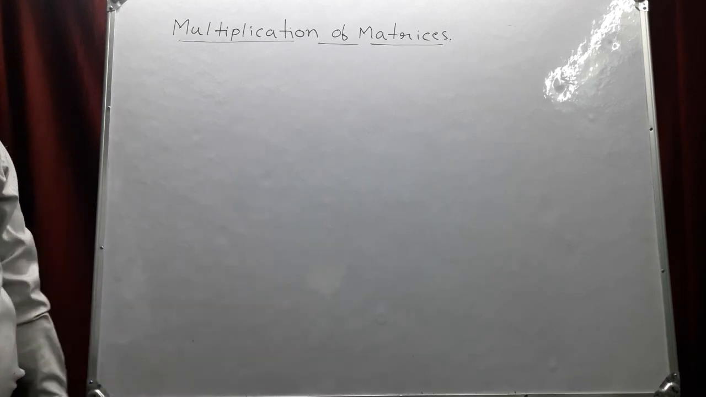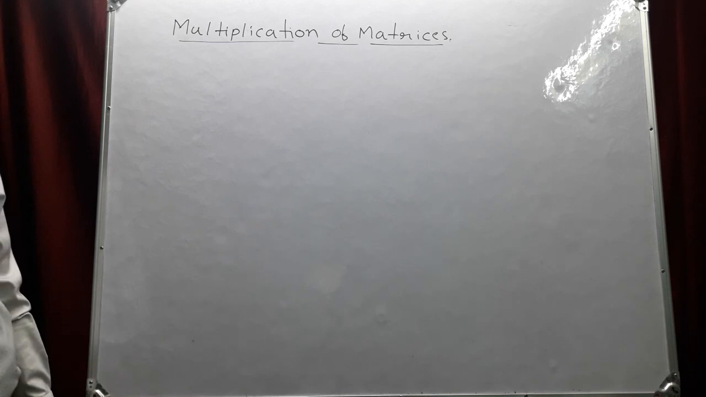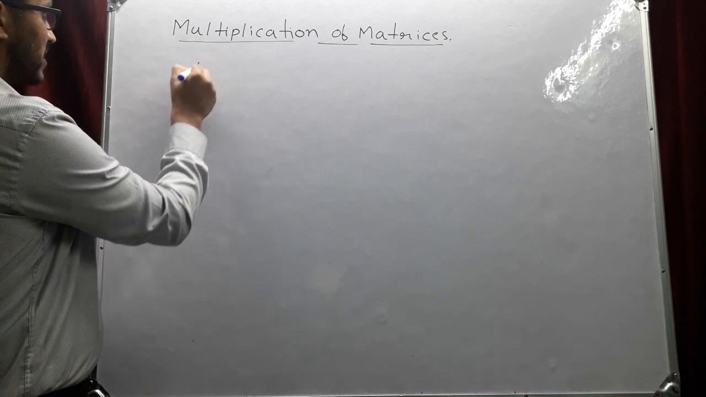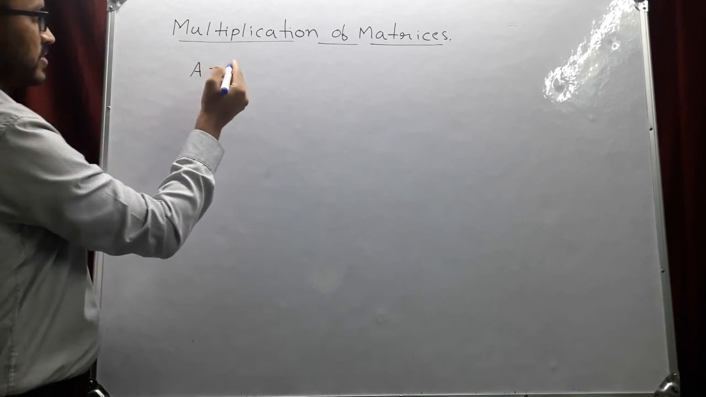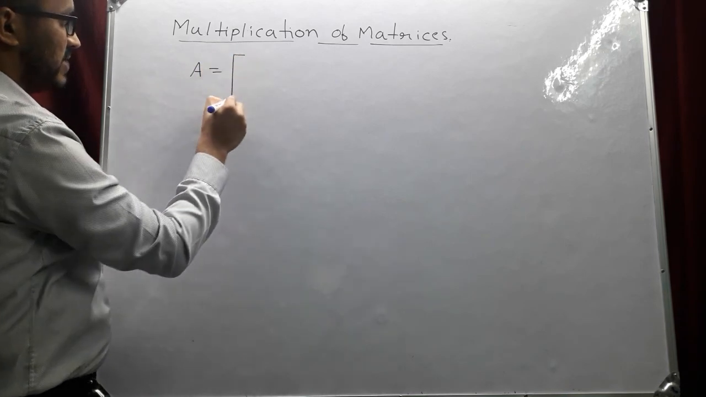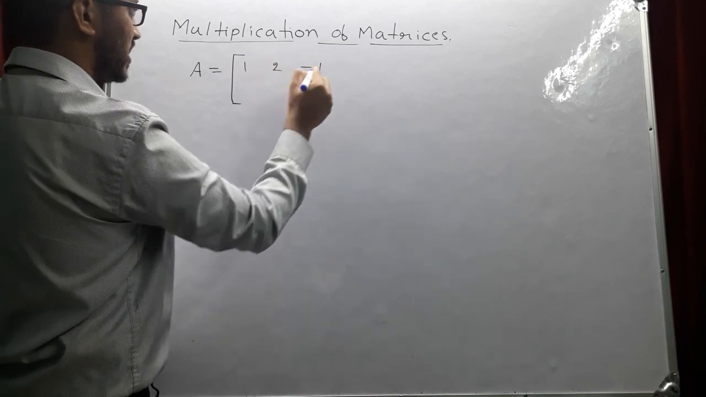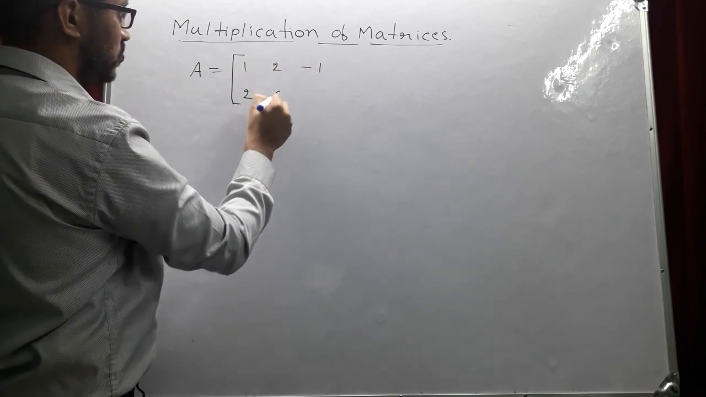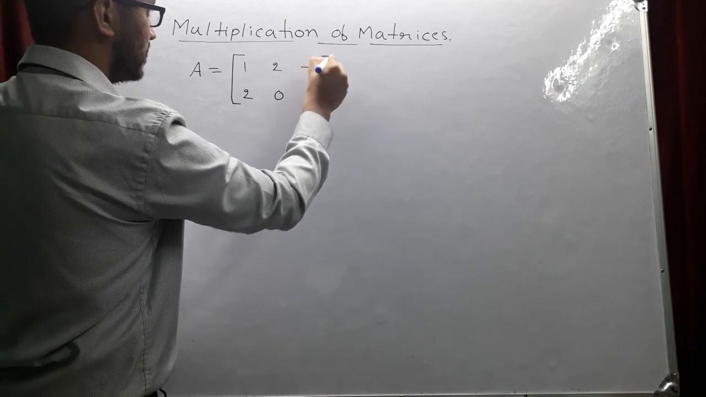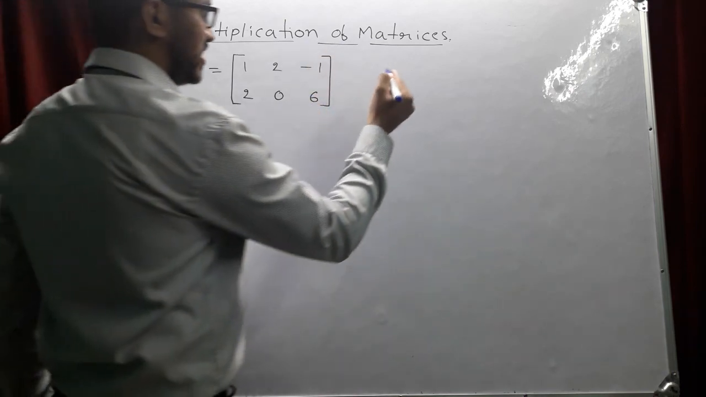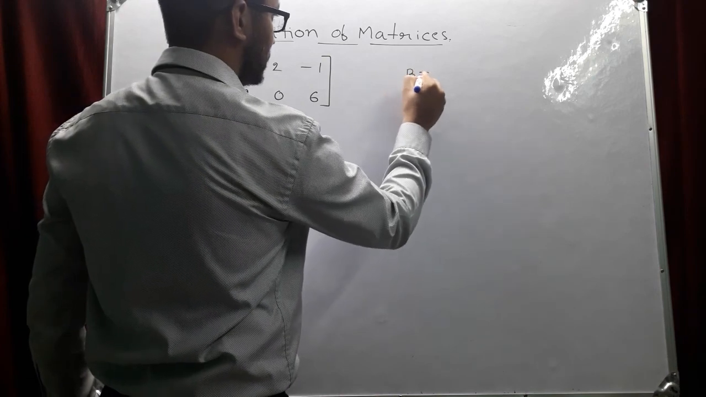Let us see the example for multiplication of matrices. Consider the matrix A. That matrix A is equal to 1, 2, minus 1, 2, 0, 6. And consider matrix B.